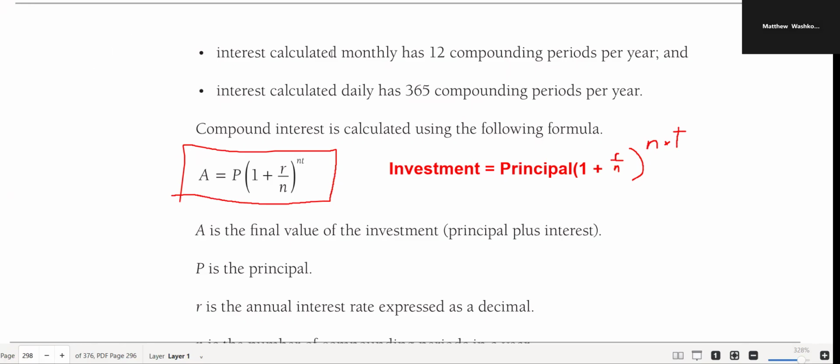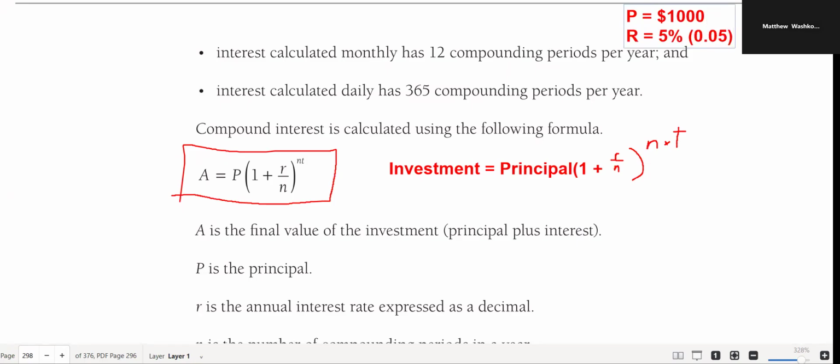So for example, if I give you $1,000, sorry, your principal is 1,000, your interest rate is 5% or 0.05. I'm going to say N, it's compounded monthly, so 12. And T, it's done for 5 years. Oh, we have a car loan here. This is what car loans are, right? 5 years. Here's the interest rate. Here's the principal. Yay.